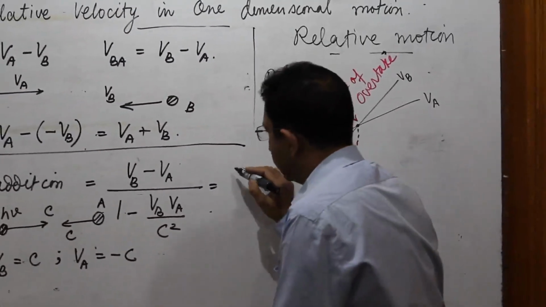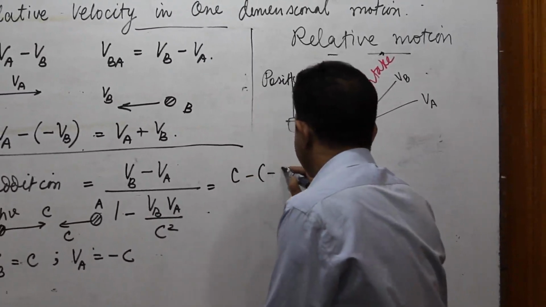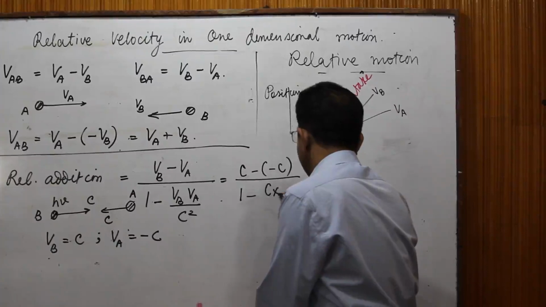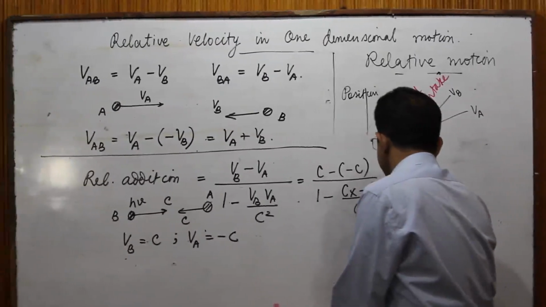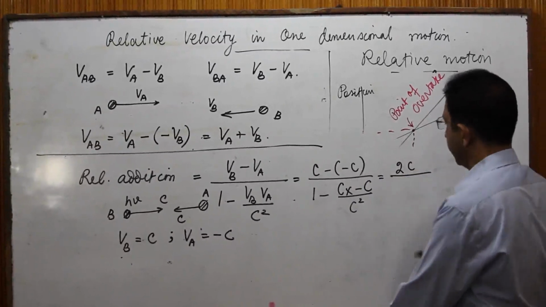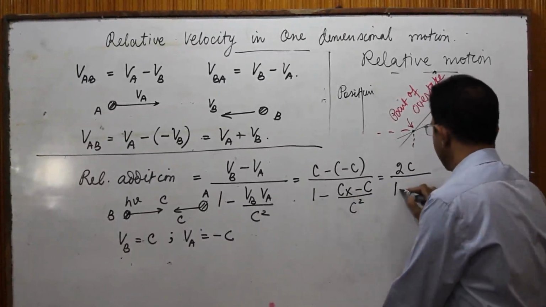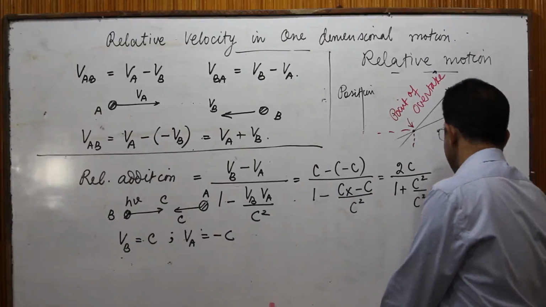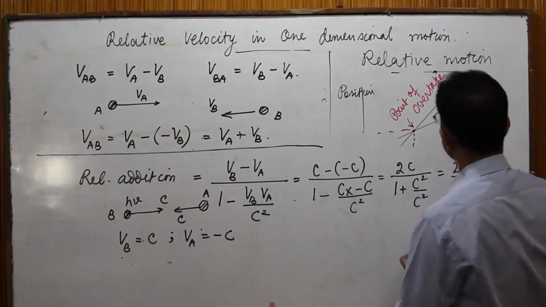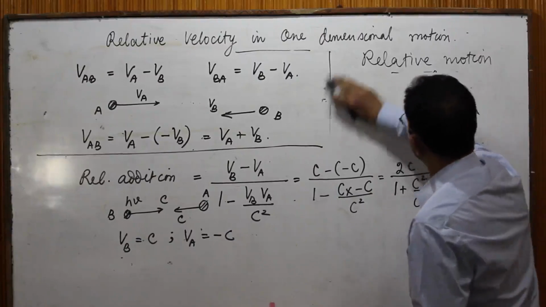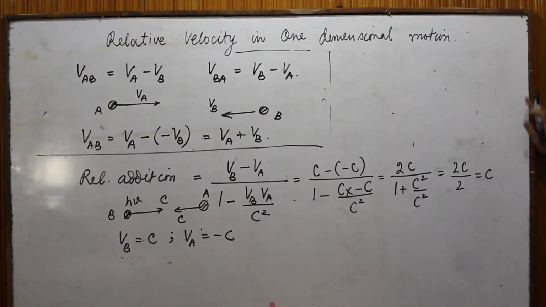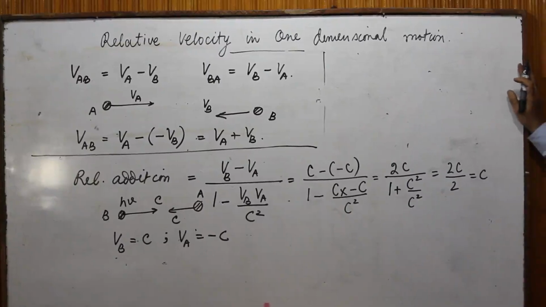So we have VB, that is c, minus (minus c), divided by 1 minus c into minus c divided by c square. So this will become 2c divided by 1 plus c square by c square, which is 2c divided by 2, that is c. In other words, the relative velocity continues to be c even if they are moving in the opposite directions.